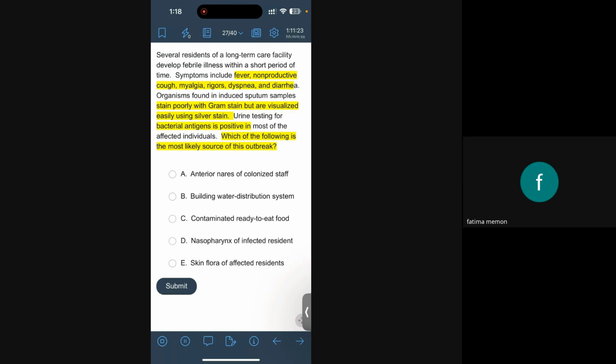What bacteria are we talking about here? Legionella. Silver staining is used for Legionella, which does not stain with gram stain. Urine antigen testing is used for Legionella. Legionella also causes pneumonia plus diarrhea. The patient has fever and non-productive cough, plus diarrhea, and confusion, altered mental status. All four findings can be explained by Legionella.